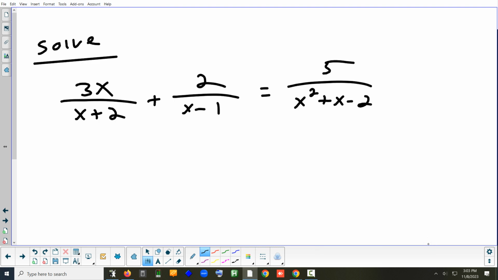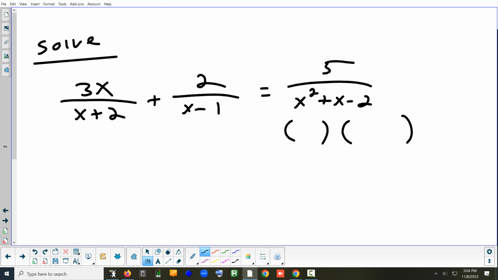Okay, so this one we're looking at solving a rational equation. And the way that we want to do that, we want to multiply everything by the least common denominator. Now the hope is that what's on the right is the product of the two that's on the left. What can we do to the denominator on the right to see if it is the 2 on the left? Yeah, we can factor it.